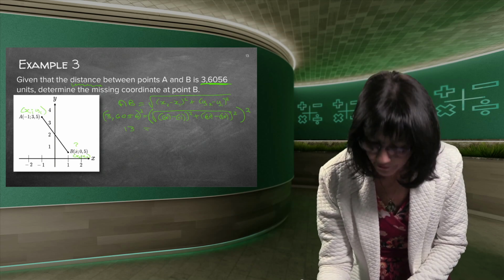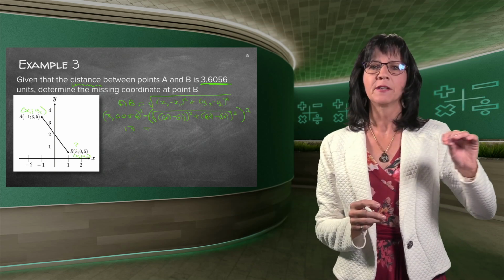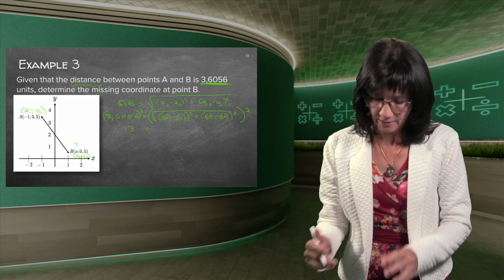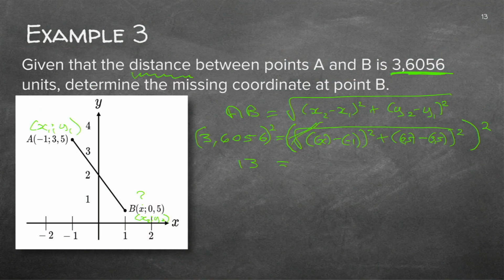It gives me the answer 13. It gives me 13.000 something. And then you only use the rounded off 13. This square root sign and that square cancel out one another. So you've got here left (x + 1)² + (-3)².